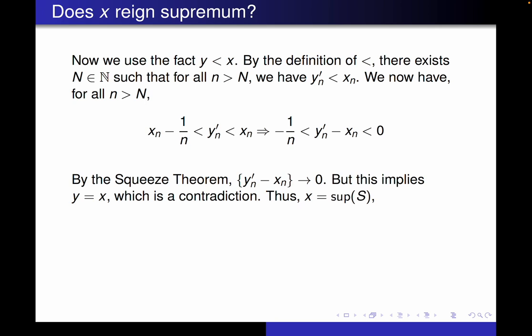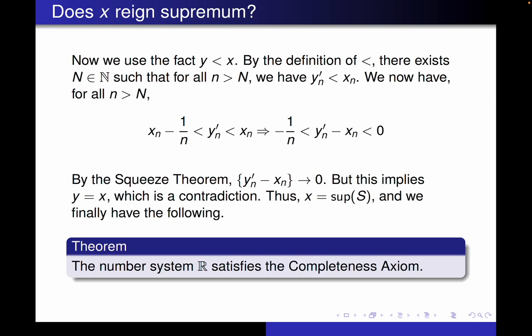That means that we finally proved that x was equal to the supremum of s, and s was any set that was bounded above. And we finally had the following theorem, which we've been waiting for a long time: the number system R satisfies the completeness axiom.